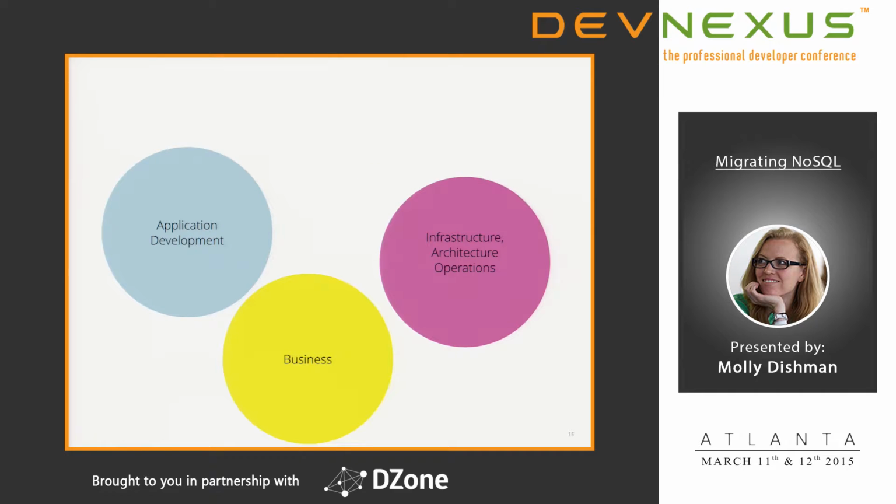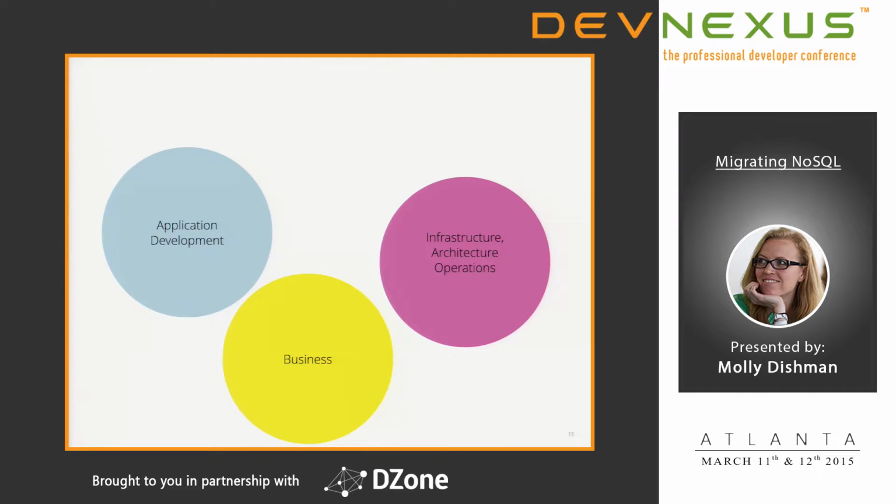Another reason, and I mentioned this a little bit, is if you think about an organization, these are just some of the areas of people that are involved in application development or creating value to a customer. So we have application teams who are doing development. We have business who understands what users want, and we have infrastructure, architecture, operations that helps with keeping an application up.